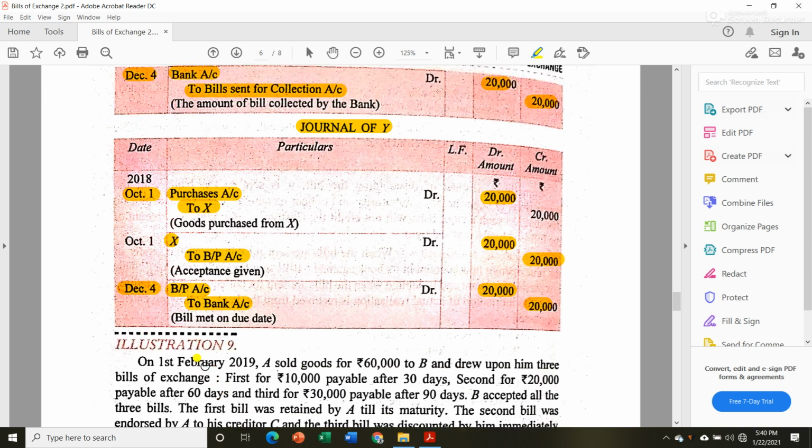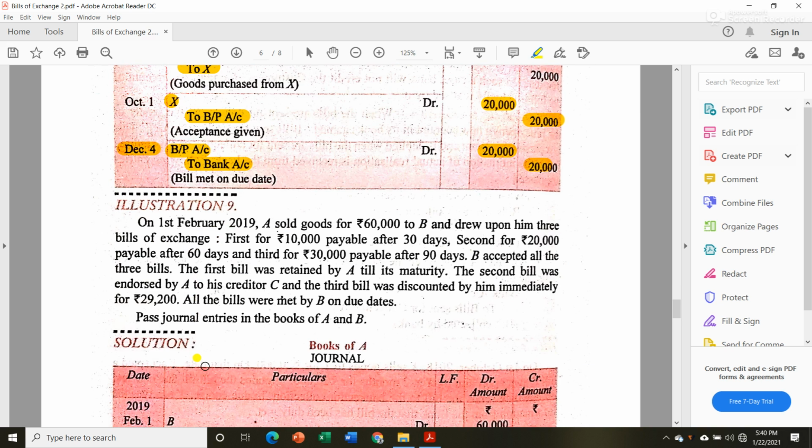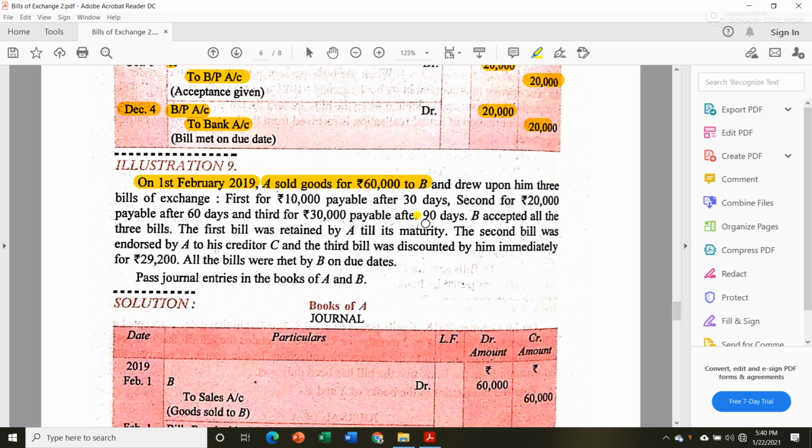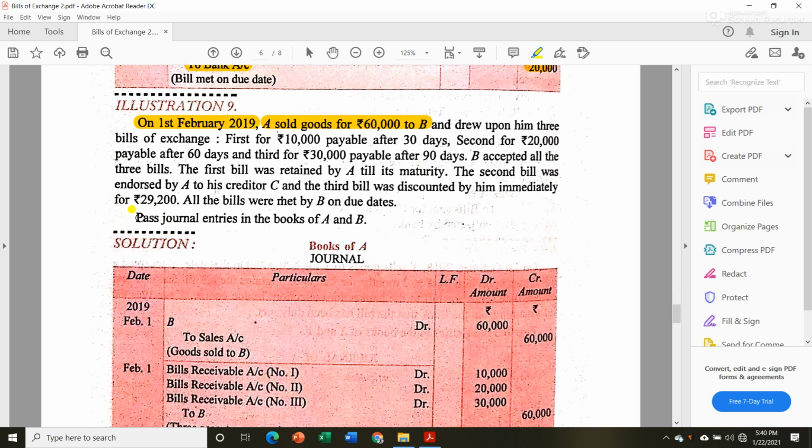Okay, bills of exchange. Now let us see another illustration, that is illustration number 9. On 1st February 2019, A sold goods for 60,000 to B. That means there will be a transaction for sales also. Now let us see. See, in the question they said that we have to make entries in the books of A and B. That means we have only two parties here.